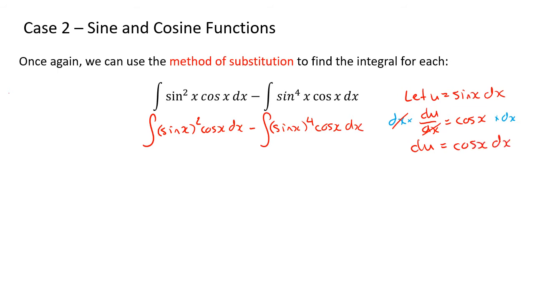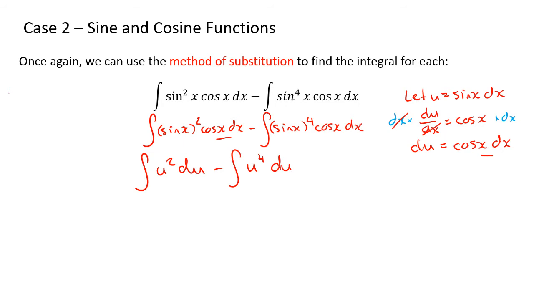So now the difference is I'm going to substitute this value of u and du into both integrals. If we do that, we get the integral of u squared du, because we substituted in du for cosine of x dx and u for sine x, minus the integral of u to the fourth times du.